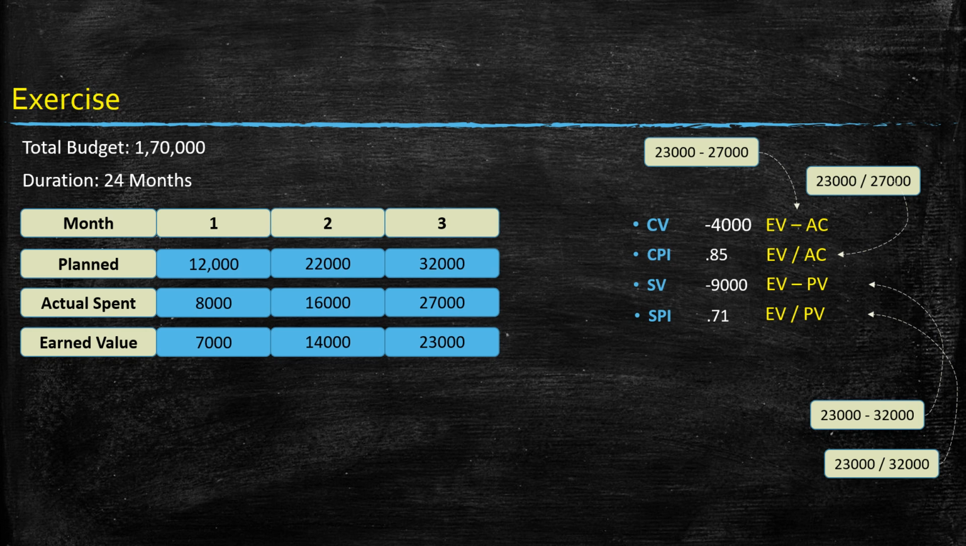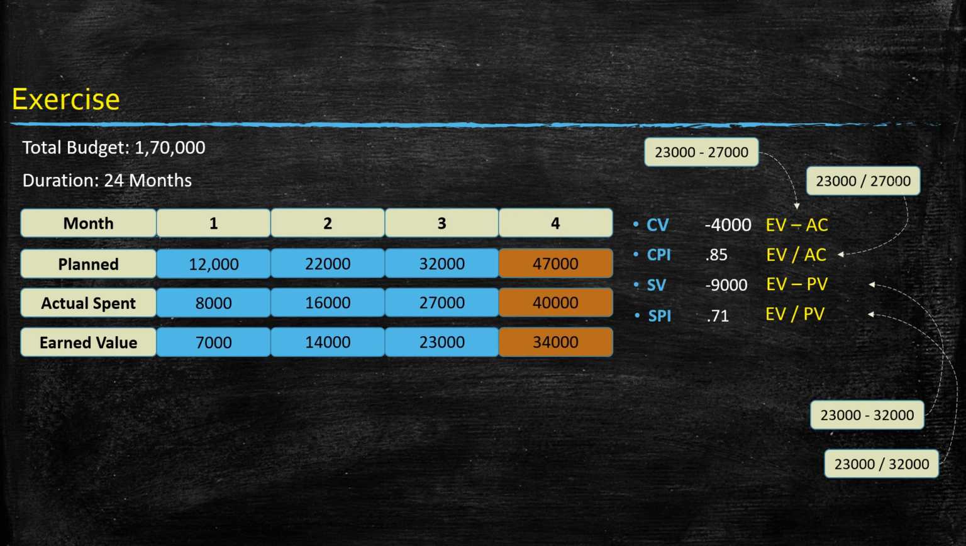Now, we don't take any action despite the deviations. We want to observe it for 1 more month, and now we are into 4 months. With the figures available for the 4th month, we decide to calculate the estimate at completion, or the new budget, just to figure out if it is different from the original budget, which is $170,000.